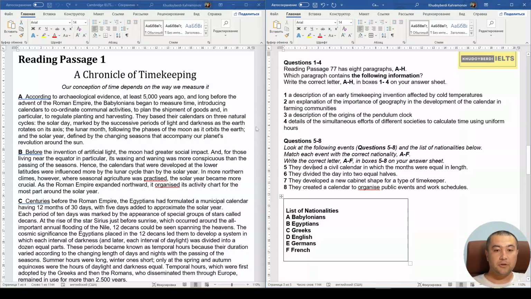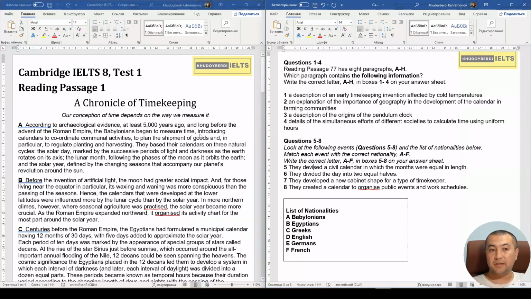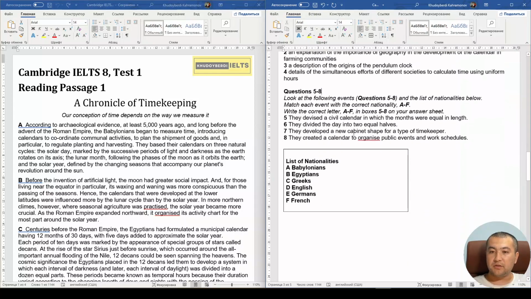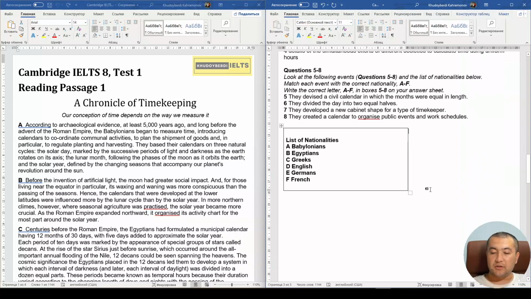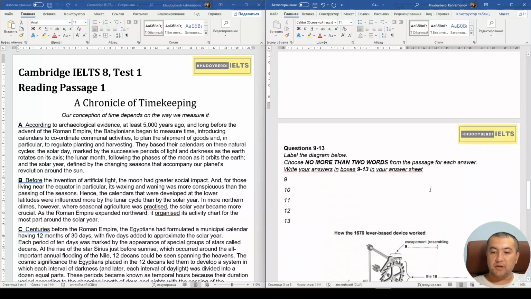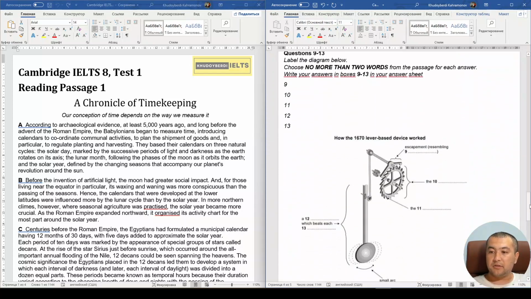Hi everyone, today we are going to do Cambridge IELTS 8, Test 1 Reading Passage 1. The topic is about the Chronicle of Timekeeping. So we have got three types of questions here. The first one is about matching informations. The next one is about matching names, list of nationalities, right? And the last one is about labeling a diagram.